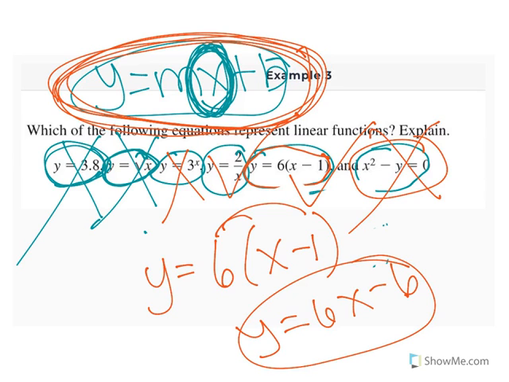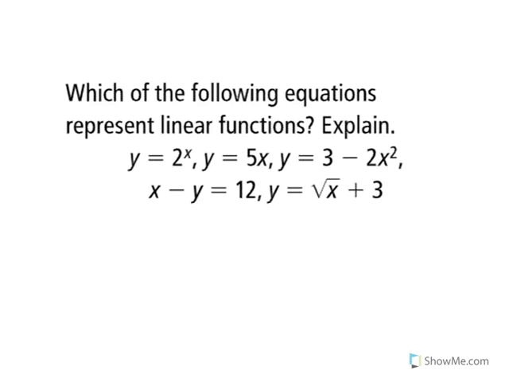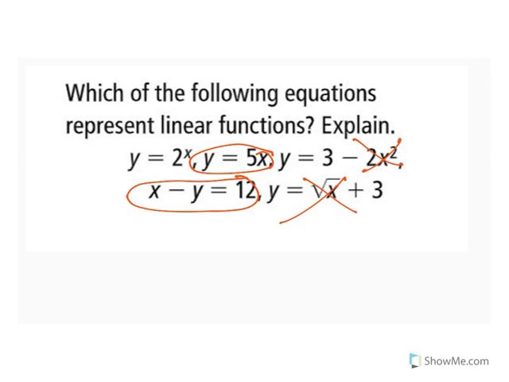We're going to do another one of these examples because I know this is confusing. So again, you're looking for the ones that have just an x, all by itself happy, without exponents or square roots or anything like that, which would be this one and this one. This one has a square root, so no. This one has an exponent, so no. This one is an exponent, so no. So it's just the two.